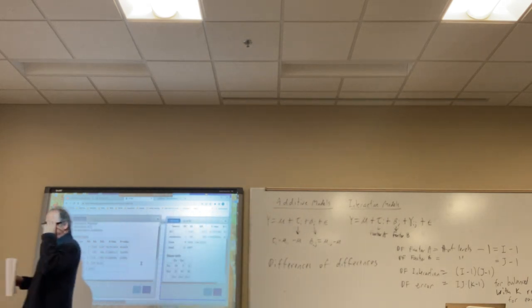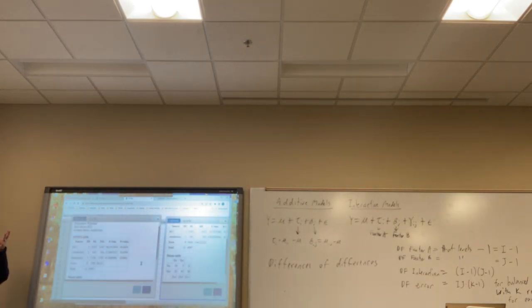In our case, we have K equals 3. You've got 3 replicates for each cell. I is 2, J is 2, K minus 1 would be 2. 2 times 2 times 2 is 8. So that would be how you do this degrees of freedom. And then what should happen is these will add up to the 11, which is your total minus one. And notice your sample size is going to be I times J times K.